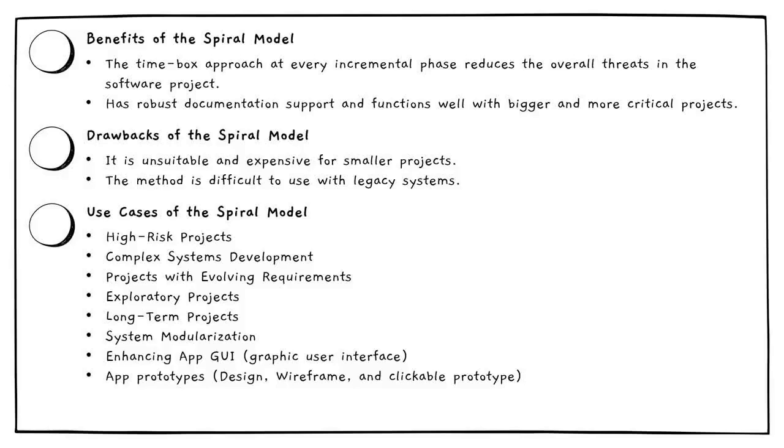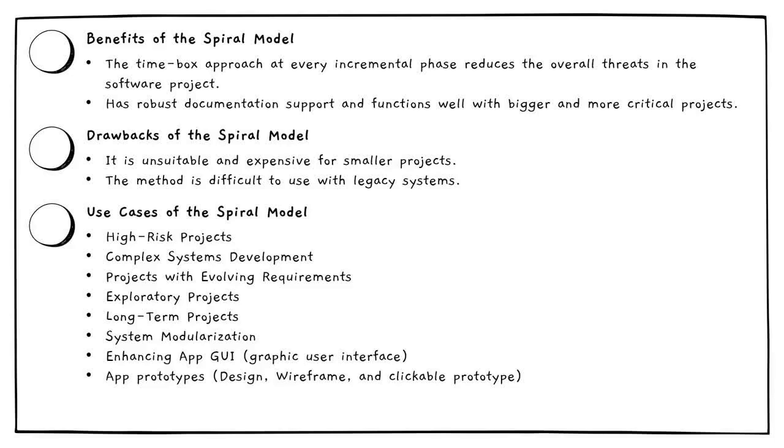Benefits of the spiral model. The time box approach at every incremental phase reduces the overall threats in the software project, has robust documentation support, and functions well with bigger and more critical projects. Drawbacks of the spiral model. It is unsuitable and expensive for smaller projects. The method is difficult to use with legacy systems.